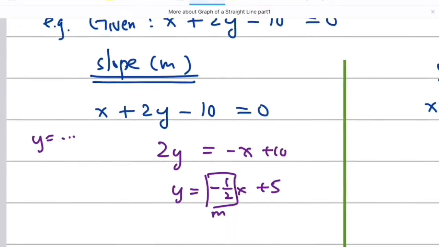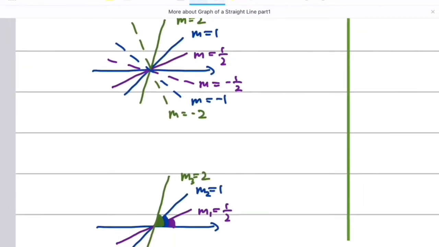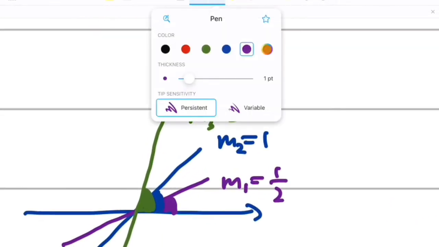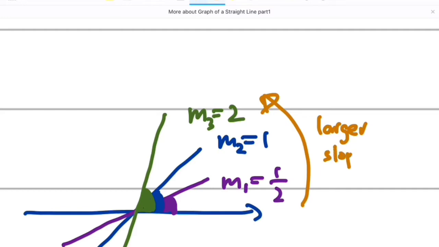In another video, we have discussed how the straight line will look with different slopes. You can go back to take a look. And then here I would like to emphasize that if the slopes are getting larger for the positive values, then the inclination is also larger. As a summary, for the positive slopes, a steeper line means a larger slope.